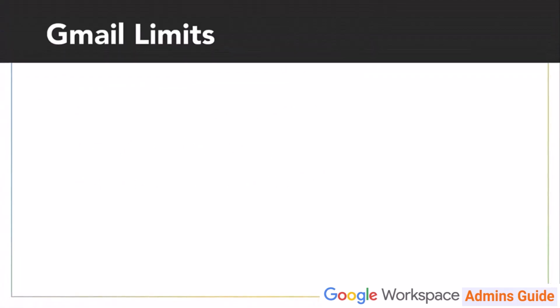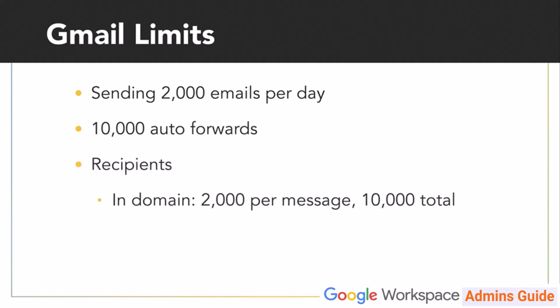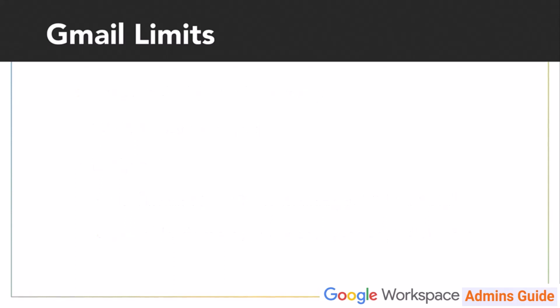Gmail limits include a sending limit of 2,000 per day, an auto-forwarding limit of 10,000 per day, and recipient limits of 2,000 per message and 10,000 recipients total within the domain, as well as 500 per message and 3,000 recipients total outside the domain.